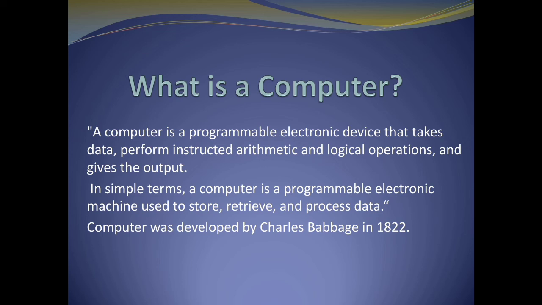Okay, so let's start. What is a computer? Computer is an electronic device which takes data and performs operations, then it gives the output. So computer is an electronic device which is used to take data as input and perform operations, those are arithmetic and logical operations, then it gives the output.